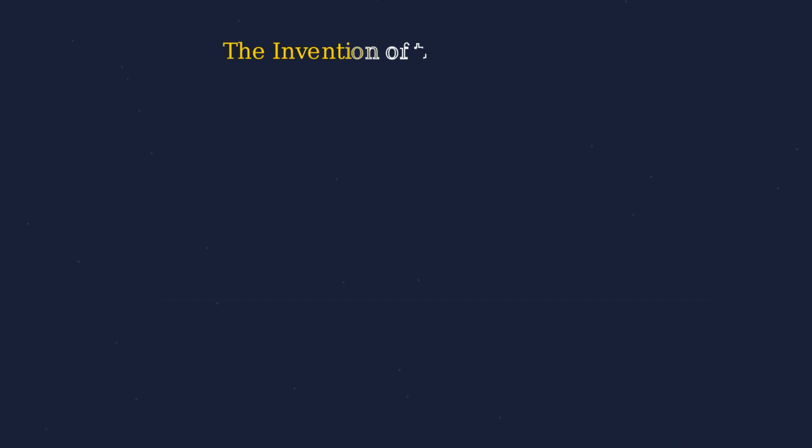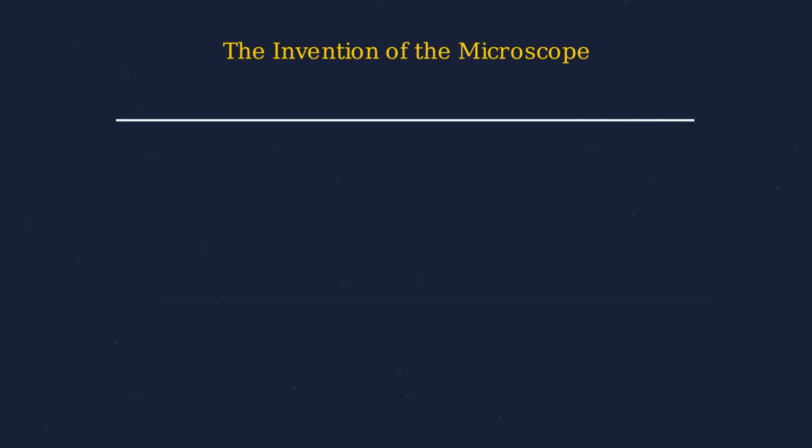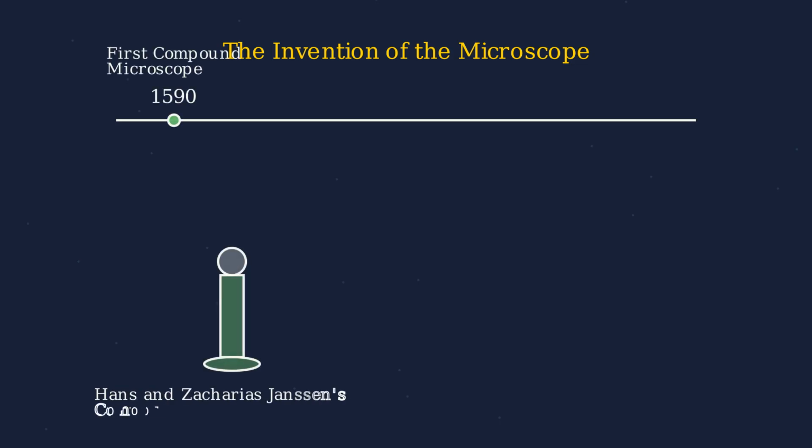The history of microbiology fundamentally changed with the invention of the microscope. In the late 16th century, Dutch spectacle makers Hans and Zacharias Janssen created the first compound microscope. Their innovative design combined multiple lenses to achieve greater magnification than any single lens could provide. Over the next several decades, various craftsmen made improvements to the microscope design.